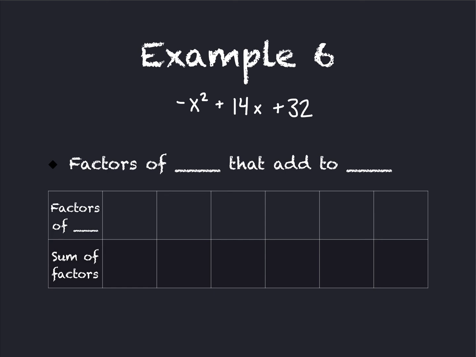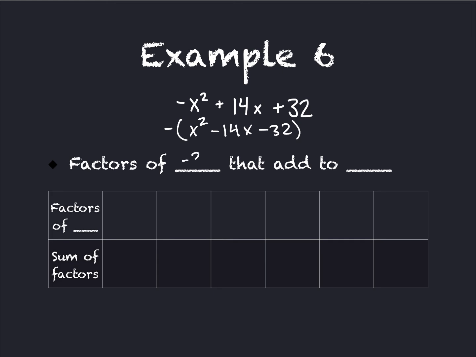Example 6 looks a little bit different because we start with a negative. So one way that we can get rid of that to make our lives a little bit easier is just to divide everything by a negative. So I'm going to take that out and change the sign of everything else. So negative x squared becomes positive x squared. Positive 14x would become what? Negative 14x. And positive 32? Negative 32.